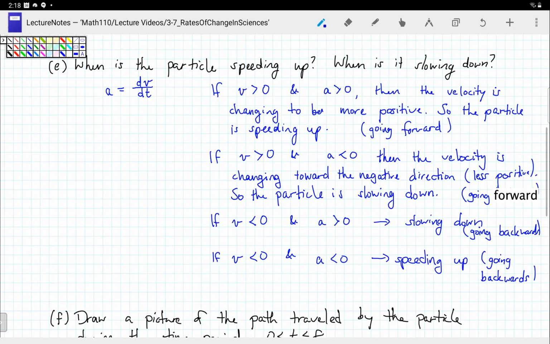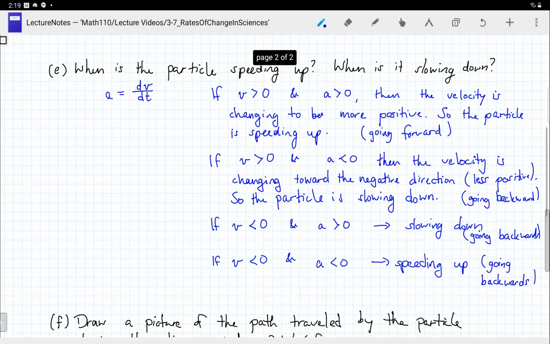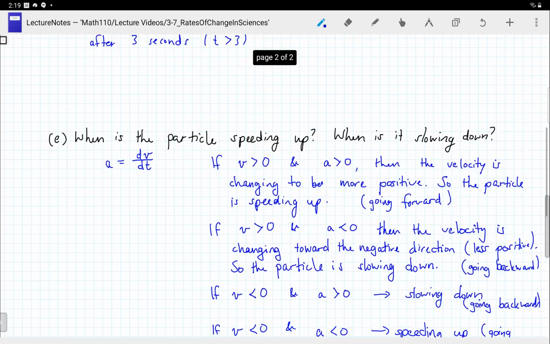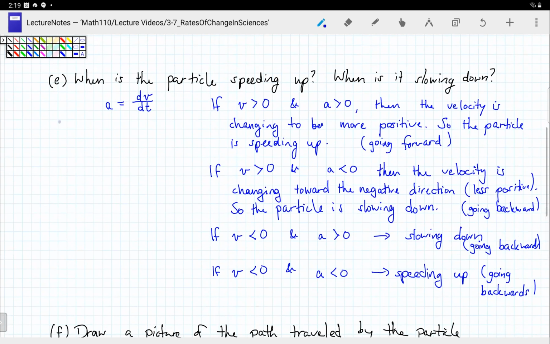So one of the things we need to do here is calculate the acceleration, which is the derivative of velocity. So let me just rewrite this. The velocity is 3t squared minus 12t plus 9. So the acceleration is going to be the derivative of velocity, which is 6t minus 12, which is 6 times (t minus 2).